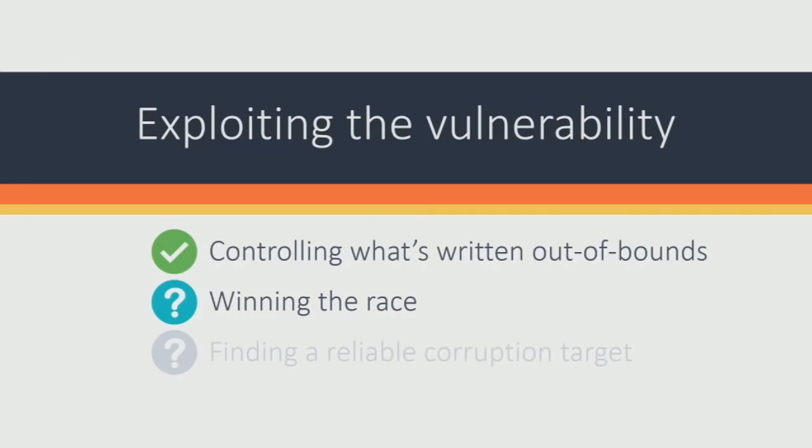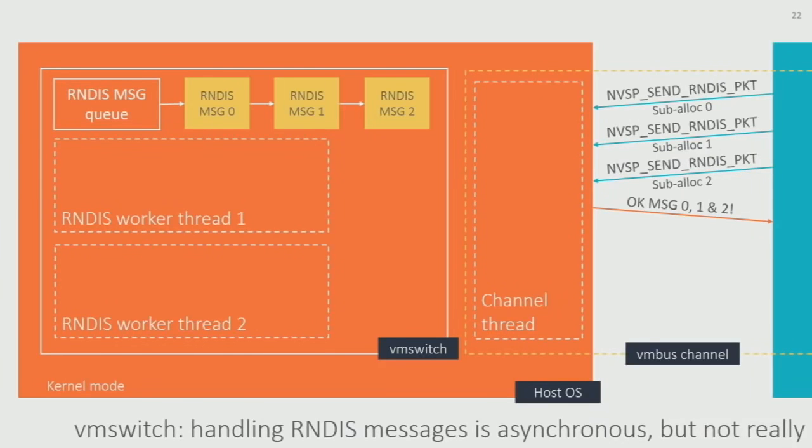Number 2 is a little trickier. How do we win that race? Well, the first thing to know is we've been talking about how these RNDIS messages are being handled in parallel in the background by these worker threads, right? And so ideally what you would want is, okay, maybe you have this queue, right? Maybe I can just queue a bunch of messages and they're all going to be handled in the background, one after the other, and each one is going to be completed and written to the receive buffer.